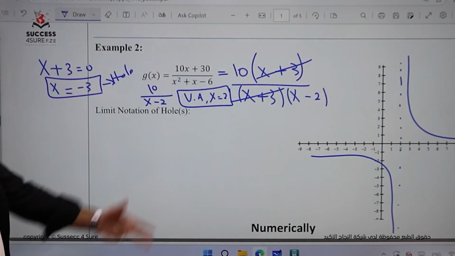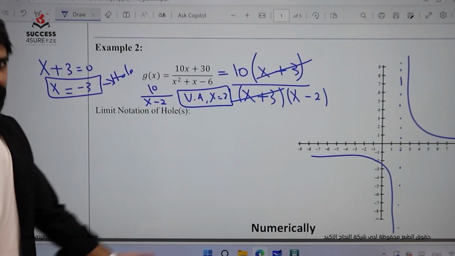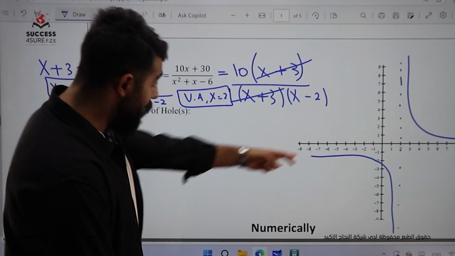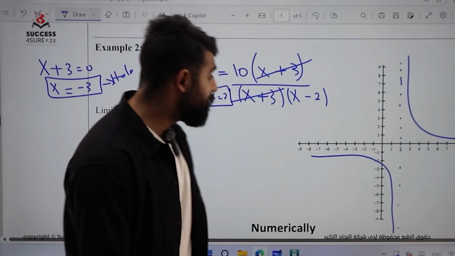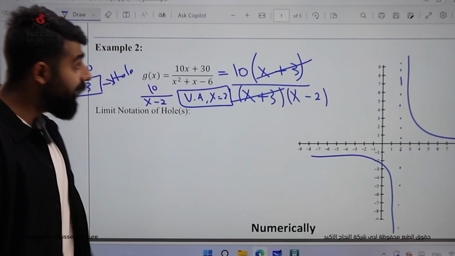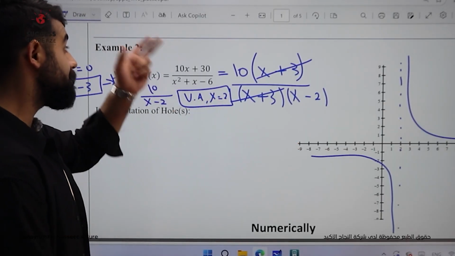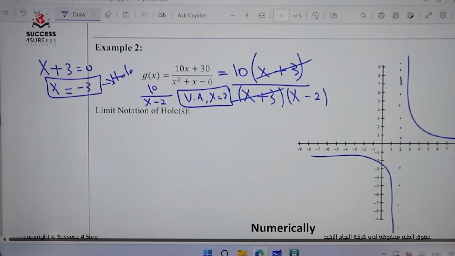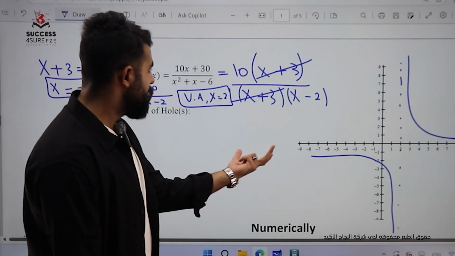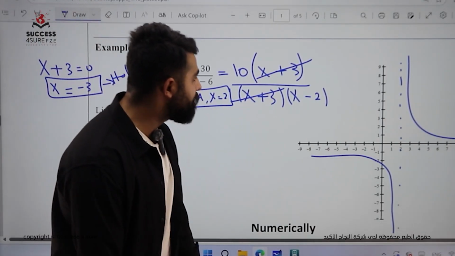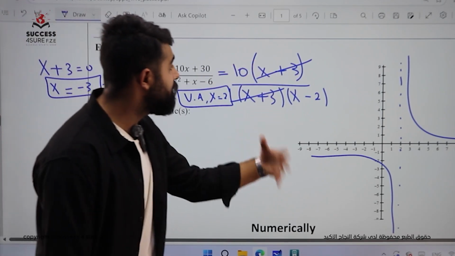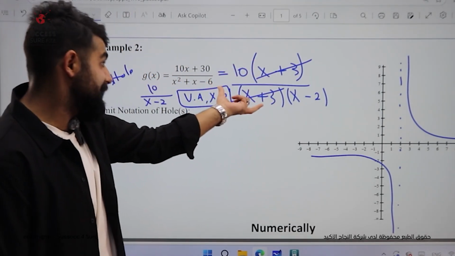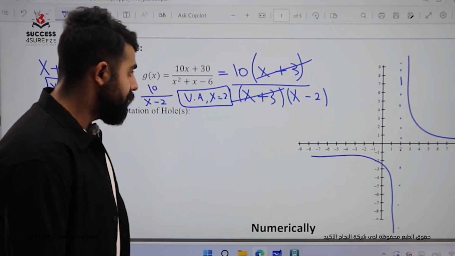Now look at yourself: is that correct? As a graph, it is correct. But in our function here, x equals -3 is not a defined value, because before cancellation it makes the denominator equal to 0. After cancellation, it disappeared, or it was eliminated by the cancellation. So what should we do?